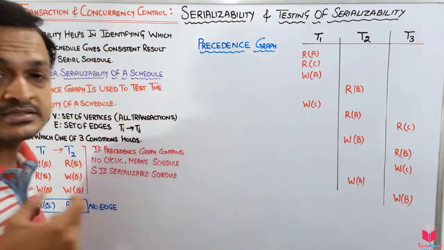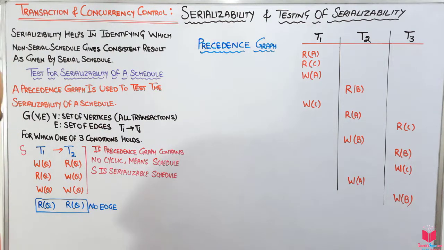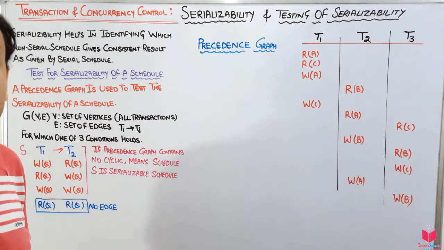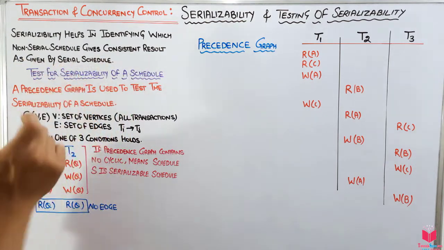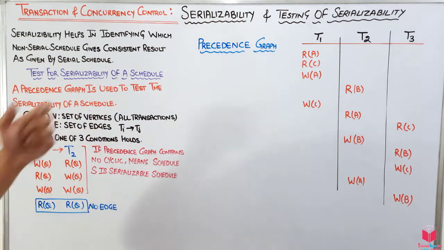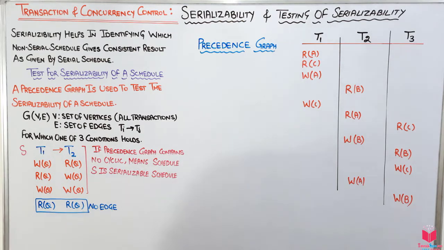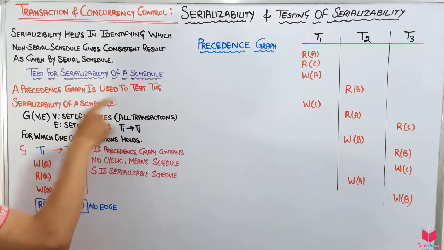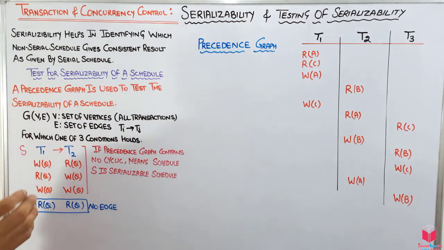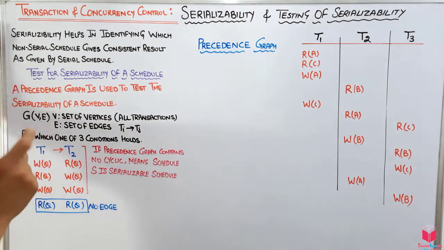We find the precedence graph of a non-serial schedule. If it passes, then we will say yes, it will give the consistent result as given by the serial schedule. Let's see what exactly the precedence graph is. A precedence graph is used to test the serializability of a schedule. We know that it is a test for finding the serializability of a schedule.